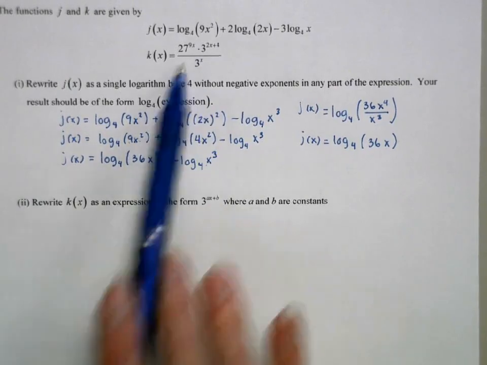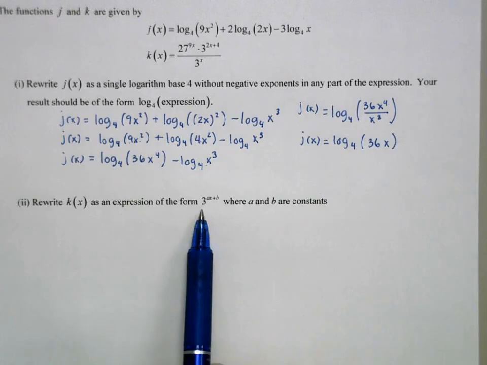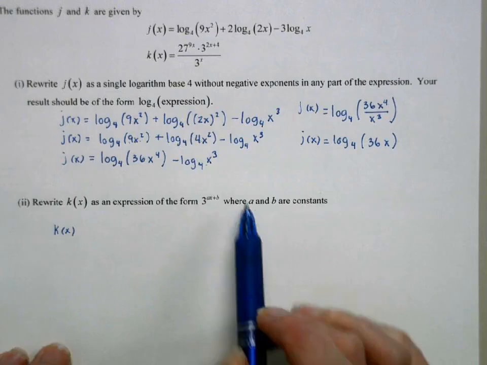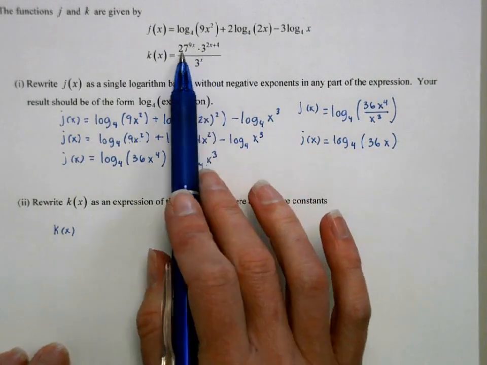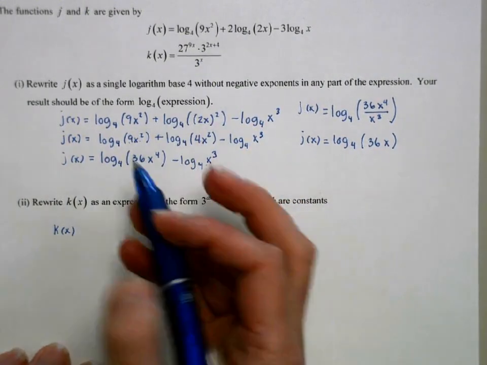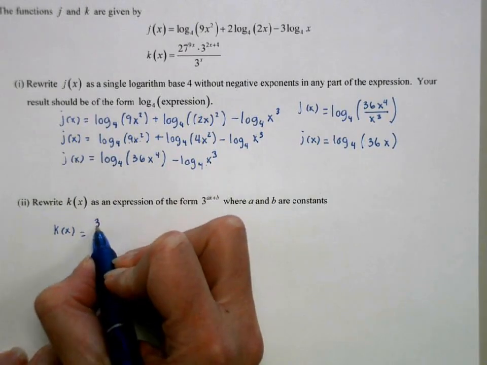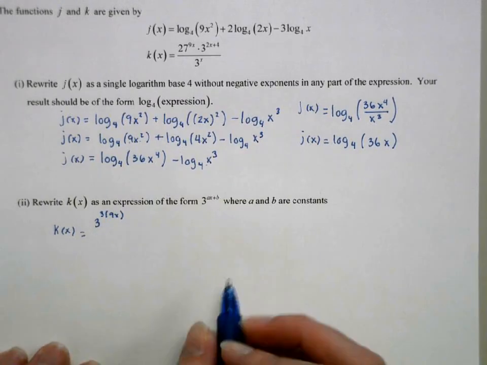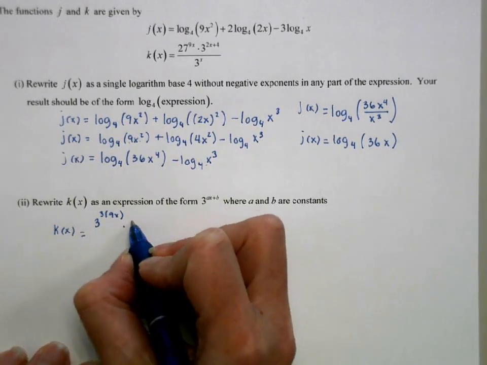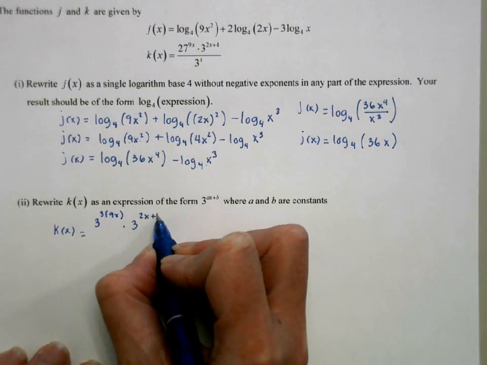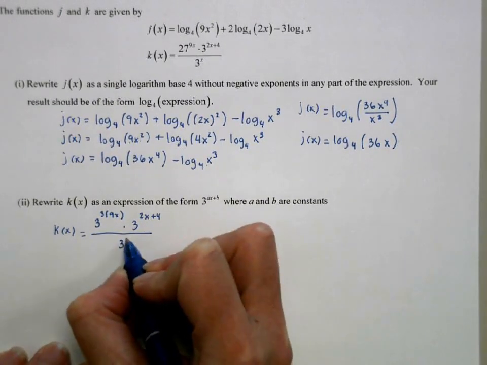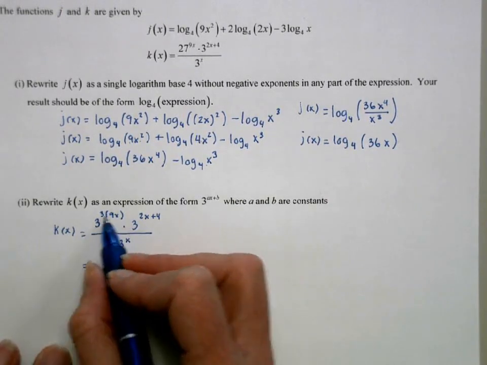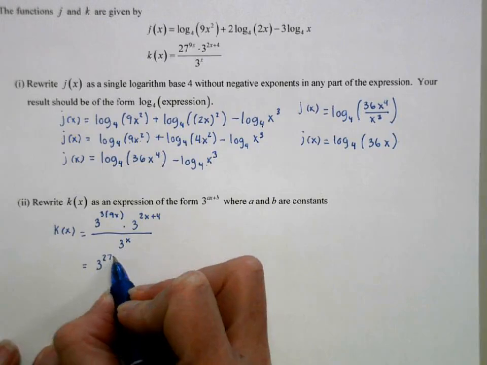Next we're going to rewrite the exponential in the form of 3 to the ax plus b. The first thing, I've got that's a base 3, that's a base 3, that's not a base 3. So I need to write that 27 as 3 cubed. Times 3 to the x plus 4 over 3 to the x. So this is going to be 3 to the 27x.